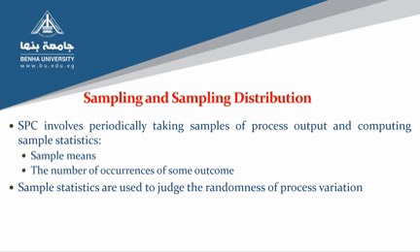Sampling and sampling distributions. In statistical process control, periodic samples of process output are taken, and sample statistics such as sample means or the number of occurrences of a certain type of outcome are determined. The sample statistics can be used to judge randomness of process variations. The sample statistics exhibit variation just as processes do.